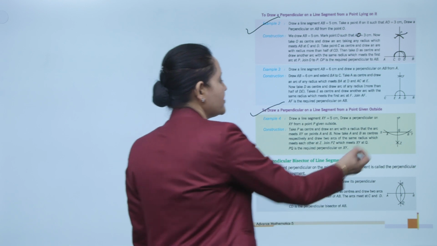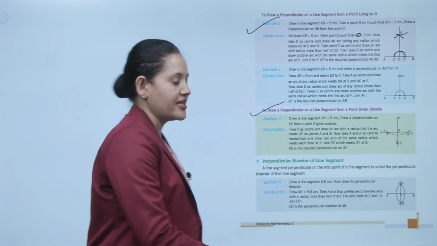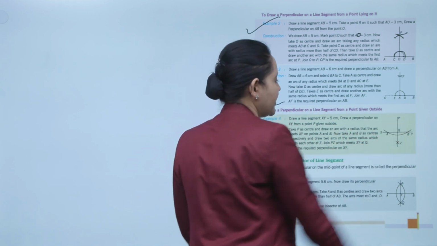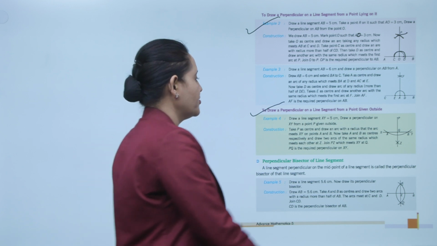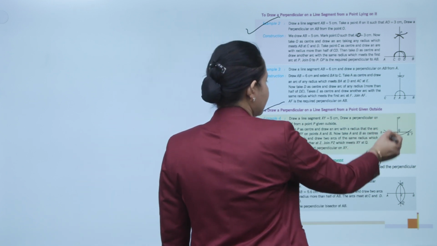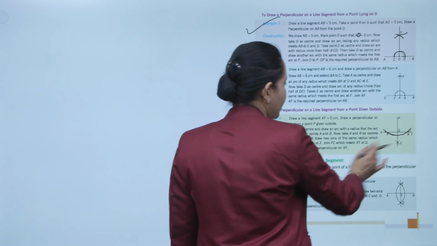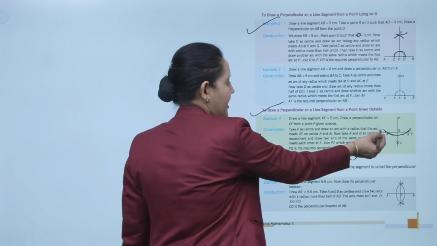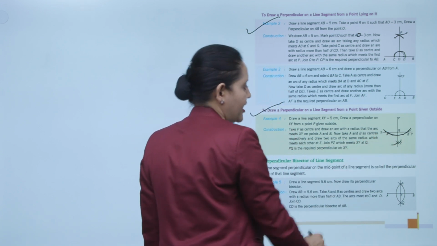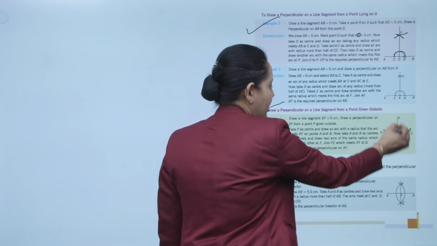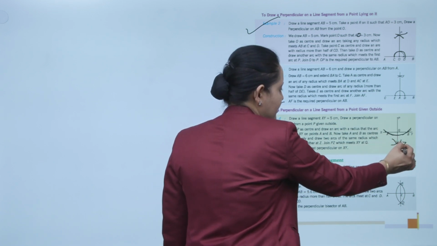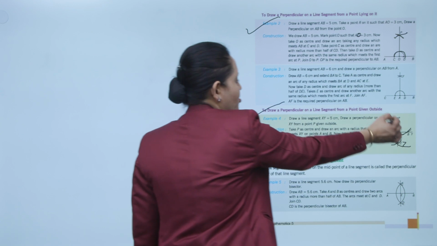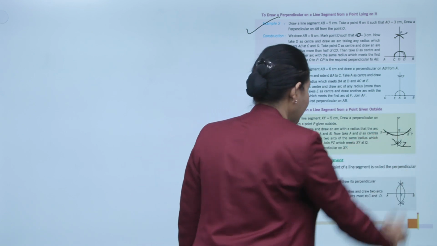So what will we do? First we'll draw a line segment XY that is 5 cm. Clear? Now this is the point P that is outside of the line segment. So we'll take P as a center and draw an arc which will cut XY at 2 points A and B. Now we'll take A as a center and draw an arc, and B as a center and draw another arc, and the point of intersection is Z. We'll join them. So this line segment PQ is perpendicular to XY.